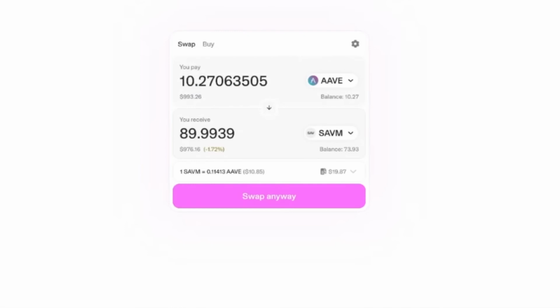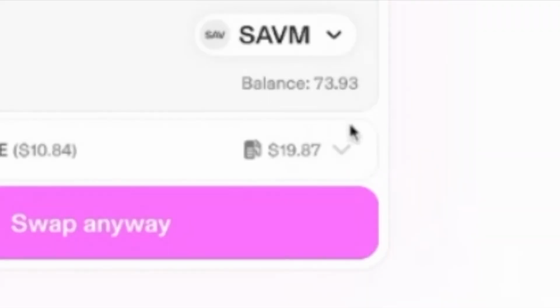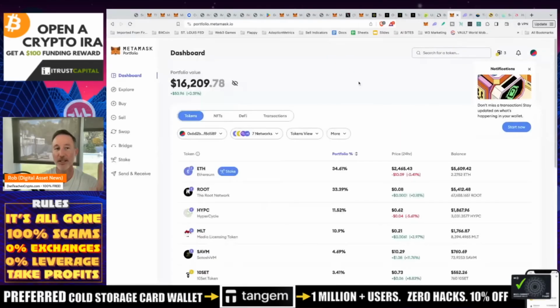We can do that right now, and that's Uniswap. Look at these gas fees though, $19.87. That's pretty ridiculous. Let's take a look at another option and see how it actually works out.